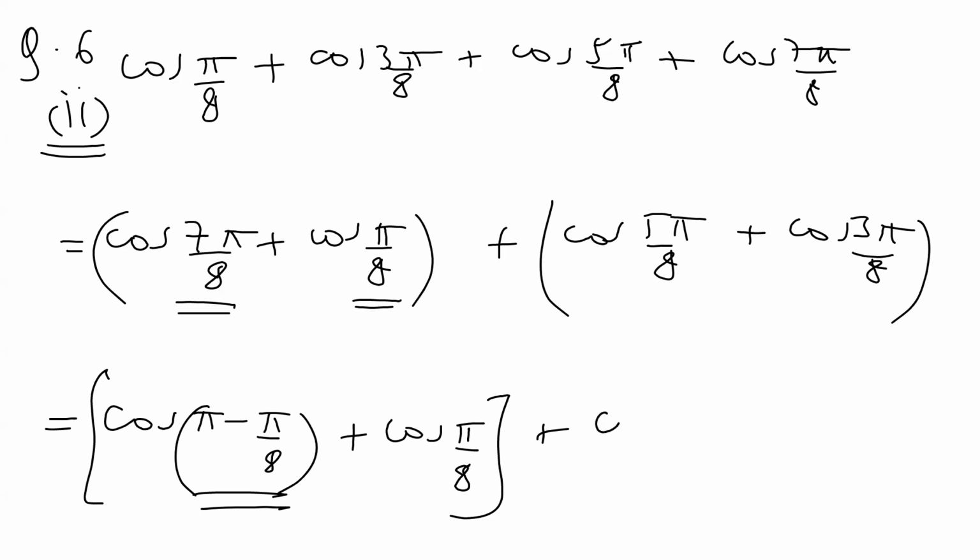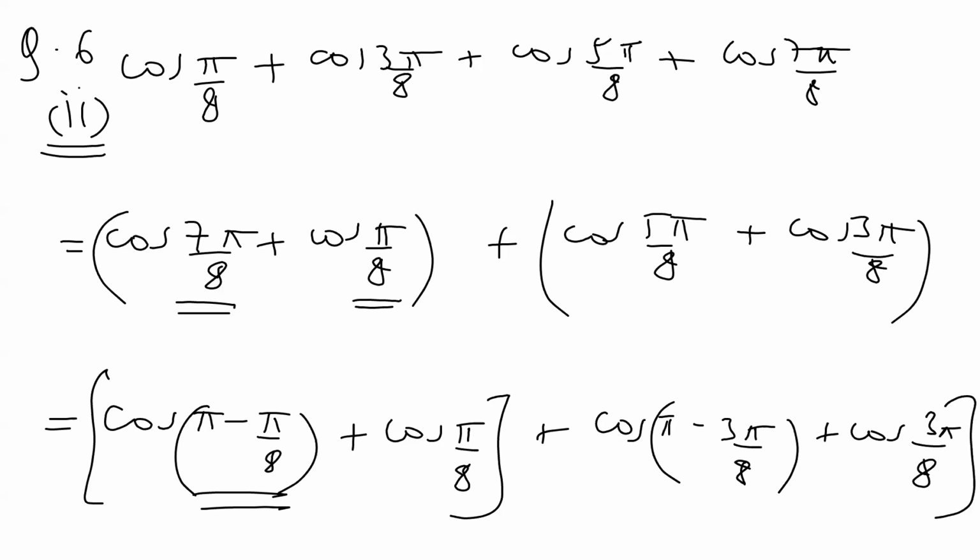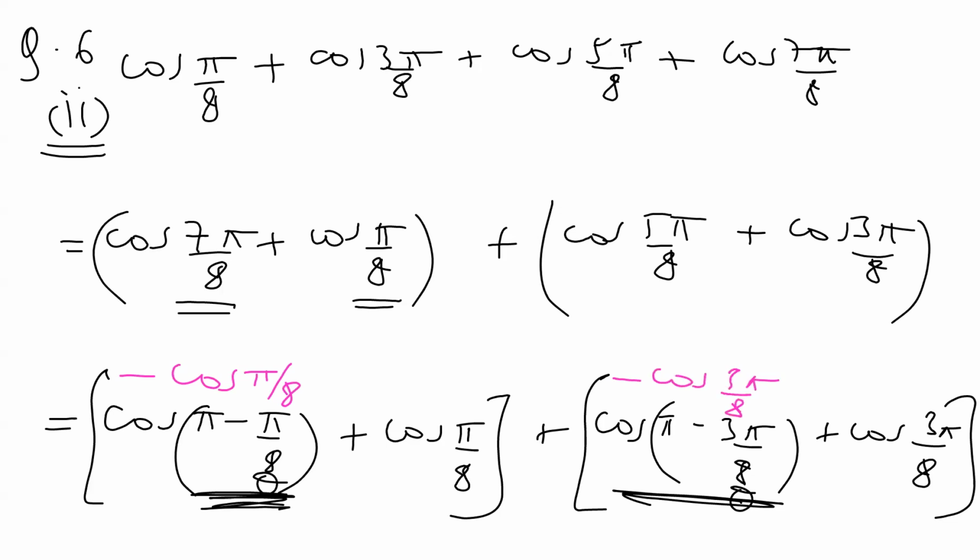Okay, and this is going to be cos pi minus 3 pi by 8 plus cos 3 pi by 8. Now cos pi minus theta is minus cos theta. So the value of this will be minus cos pi by 8 and the value of this will be minus cos 3 pi by 8. The terms will get cancelled and then we are left with 0.